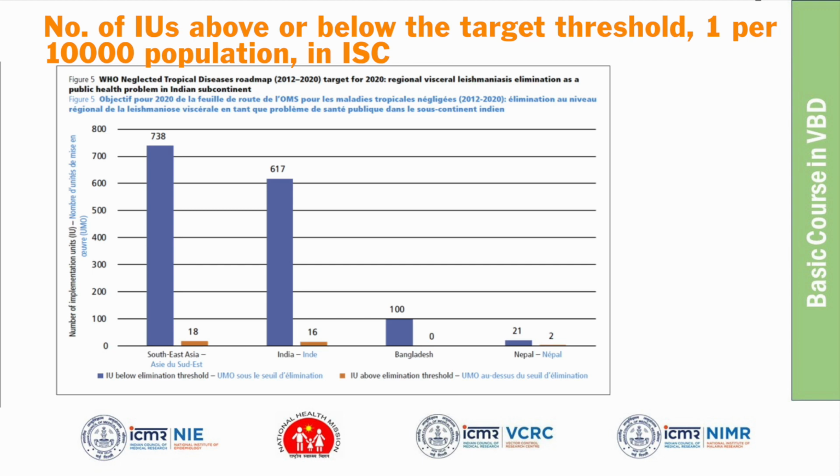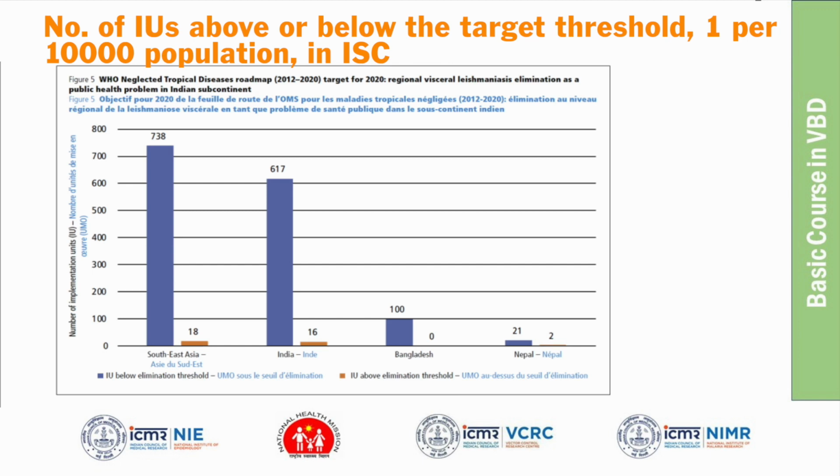In India, out of 633 blocks, we have 617 blocks with less than 1 per 10,000 population, and in 16 blocks, we have more than 1 per 10,000 population. That means in 617 blocks, our country has eliminated the disease, reached the elimination goal of less than 1 per 10,000 population. Whereas in 16 blocks or 16 IUs, it is more than 1 per 10,000 population.